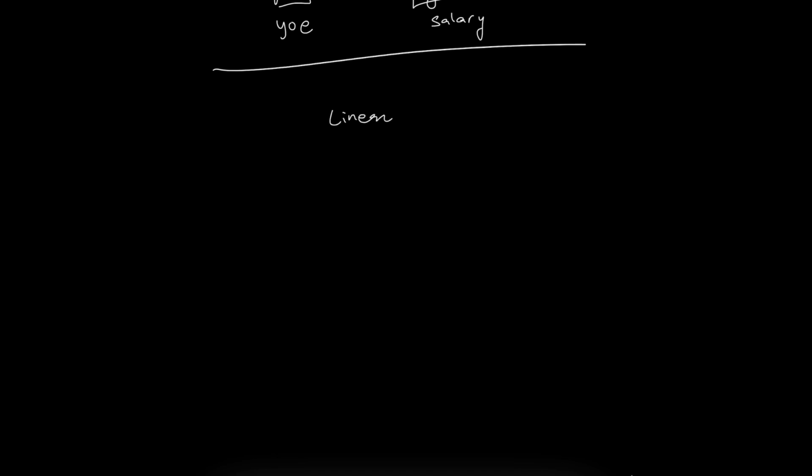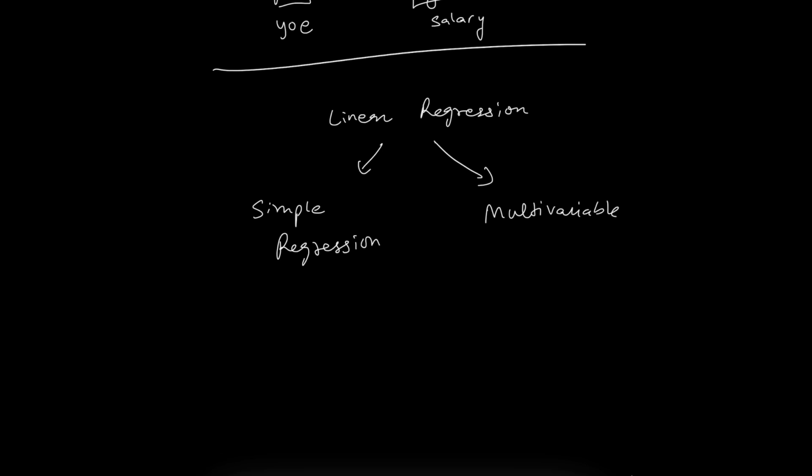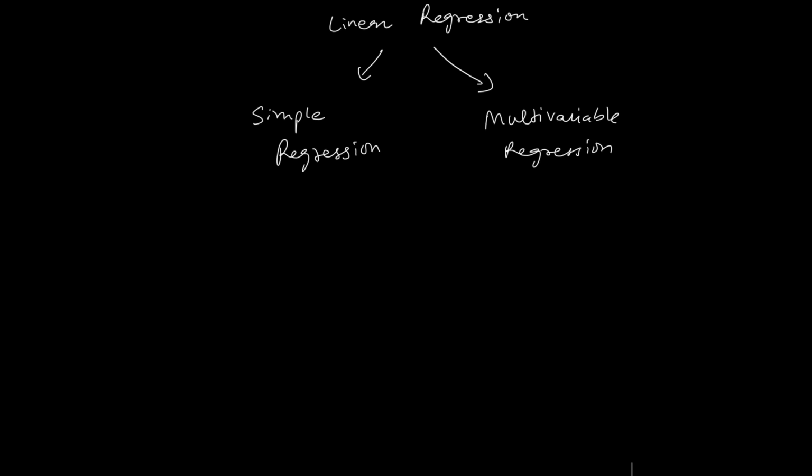Within linear regression, we have simple regression, and then we have multivariable regression. Now, the only difference between these two is exactly what the name suggests. One is a single or at least a simple variable version of the other.